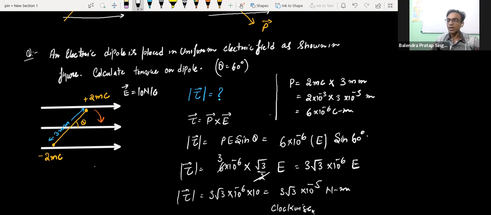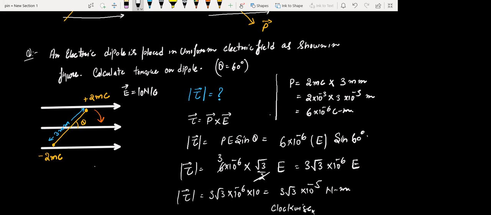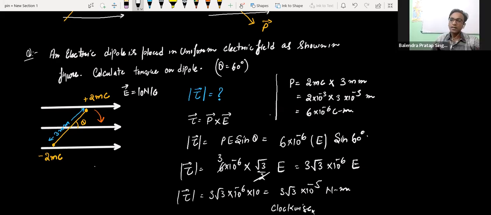This is the standard problem related to torque. This type of problem can be asked in your examination related to the concept of torque. So how did you get the electric field as 10? Yeah, I just used the electric field as 10 Newton per Coulomb. You can use 20 or 30. In that case, your result will vary. But I just took a simple electric field, 10 Newton per coulomb. This is a random electric field that I chose.